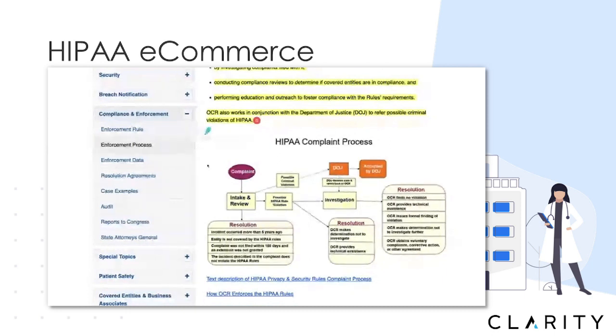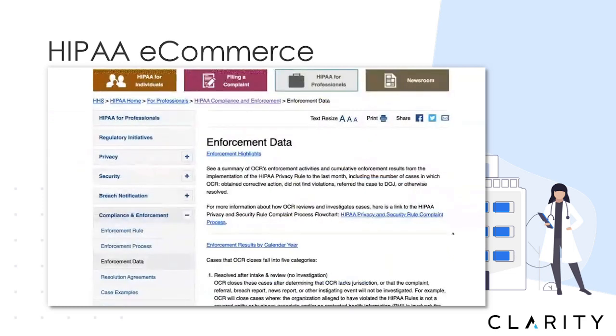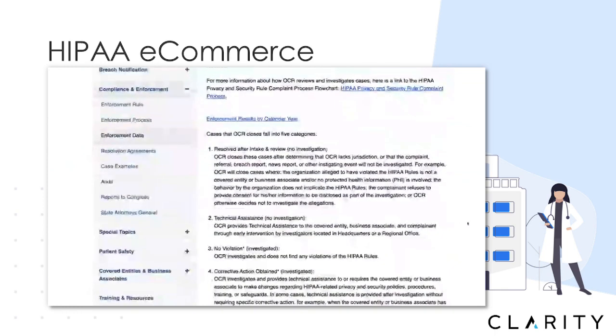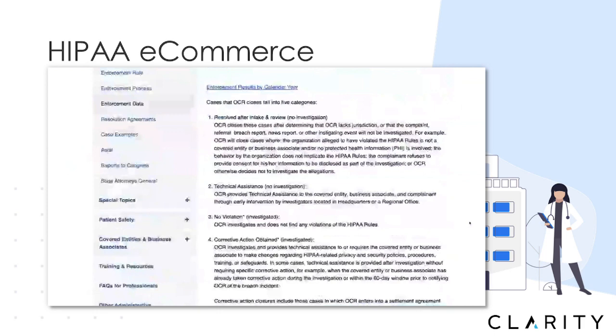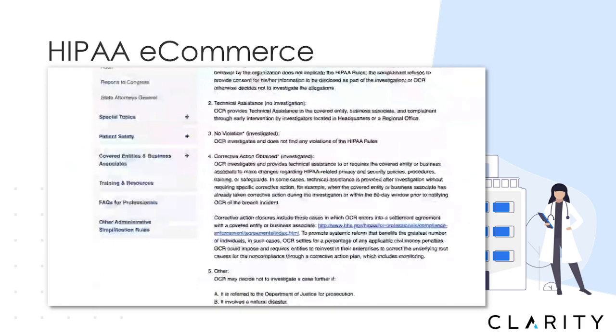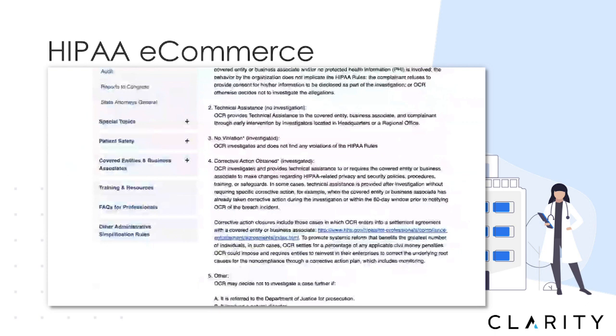One of the other things that I would note is if you go to the enforcement data page, this is also a little bit more detailed, but you can see that they list the cases that they close fall into these 5 different categories. Now, you see this on that visualization, but this gives some links and it provides detailed text around each of these.